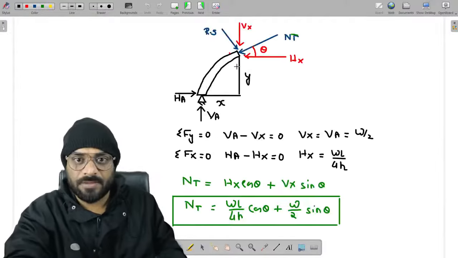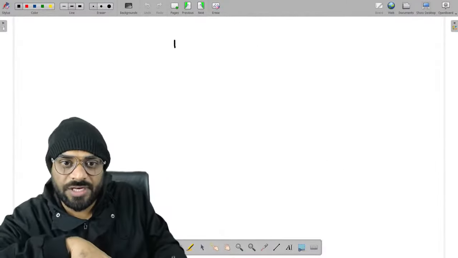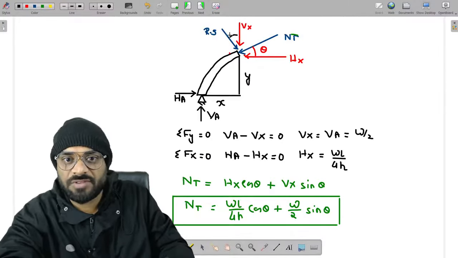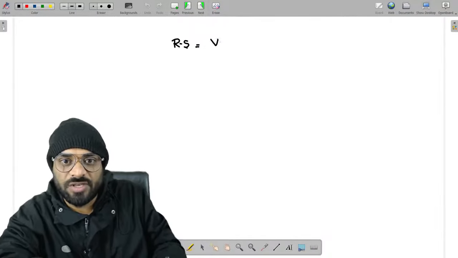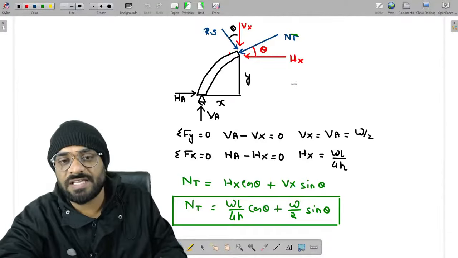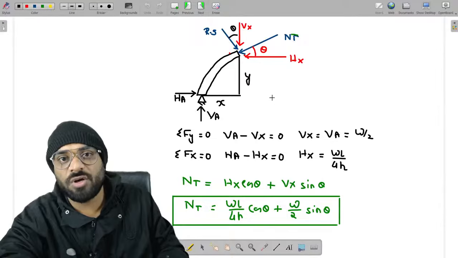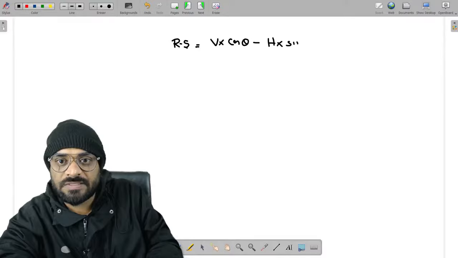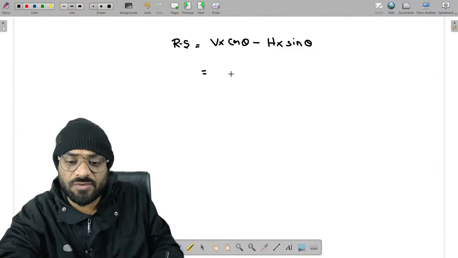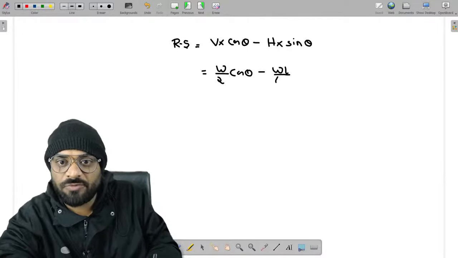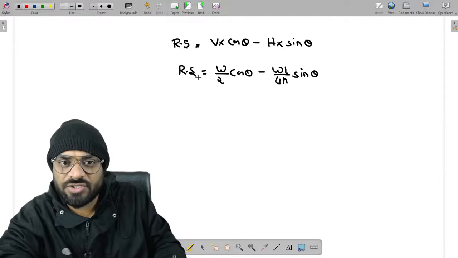Now guys, radial shear. So radial shear is equal to, this Vx will have theta with respect to radial shear. So we can write here Vx cos theta, but minus. Why are we writing minus? Because this Hx will be in the opposite direction of radial shear. That's why minus Hx sin theta. So radial shear is equal to W by 2 cos theta minus WL by 4H sin theta. In this way, you can calculate the radial shear also.